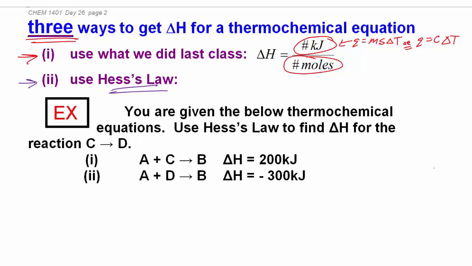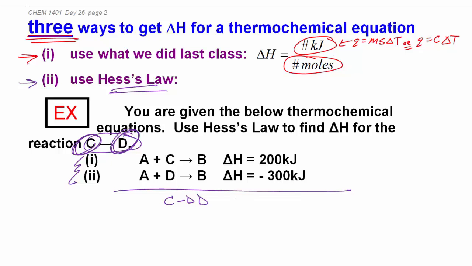Let's take a look at how this works. You're given the below thermochemical equations. Use Hess's law to find the enthalpy for the reaction C going to D. Now remember, with Hess's law, the idea is that the path doesn't matter. You just want to start with C and end up with product D. So what we're going to do is mess with these thermochemical equations they gave us. We can flip them, we can multiply them through by numbers, do whatever we have to do so that when we add them up, we get C going to D. And then we'll add up the enthalpies, and we'll have our answer. Okay, that's the game plan. So how are we going to do it?